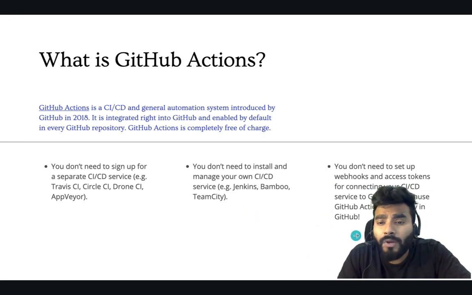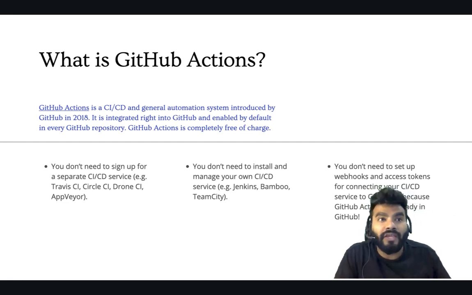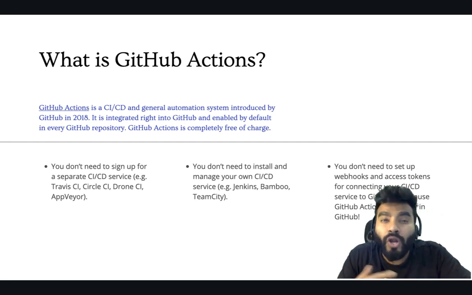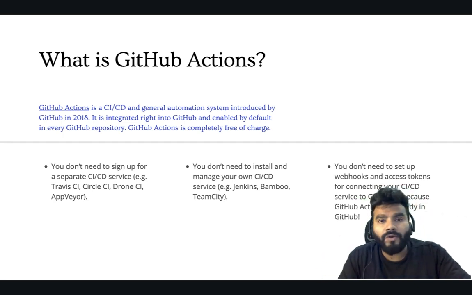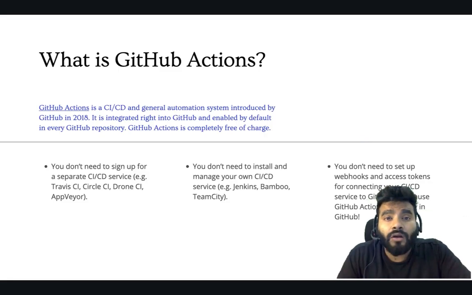You don't need to set up webhooks and access tokens for connecting your CI/CD, because GitHub Actions is already in GitHub, both are the same tool. That's why my recommendation is, if you're already using GitHub, go ahead and use GitHub Actions for CI/CD purposes as well. So that was about the GitHub Actions definition.